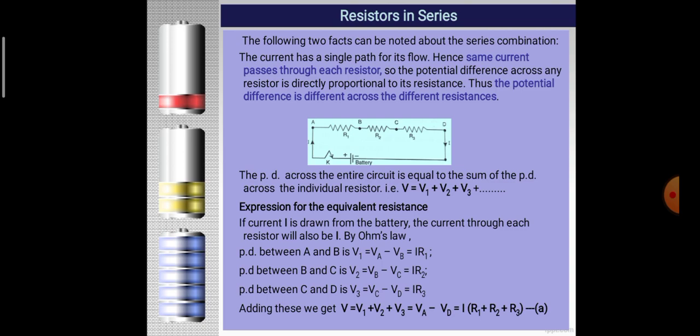Now, what is the expression for the equivalent resistance? If current I is drawn from the battery, the current through each resistor will also be I. By Ohm's law, potential difference between A and B, V1, is equal to IR1. Potential difference between B and C, V2, is IR2. Potential difference between C and D is V3, which is IR3. Adding these, we get V is equal to V1 plus V2 plus V3, which is equal to I, taken in common, into R1 plus R2 plus R3. Consider this as equation A.